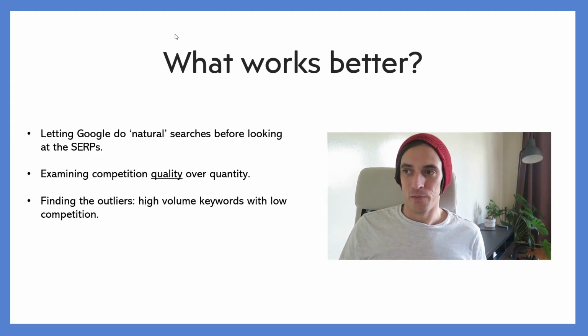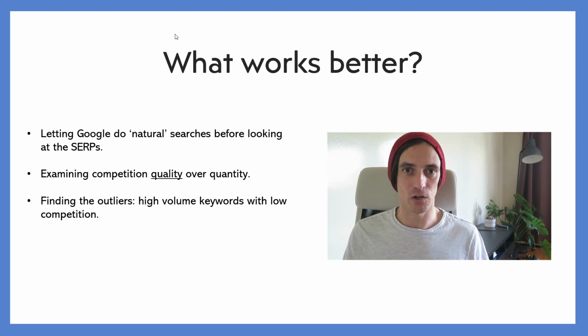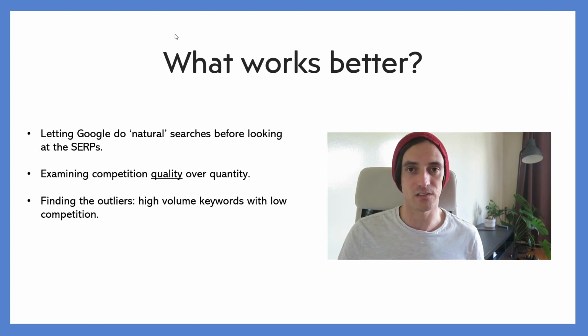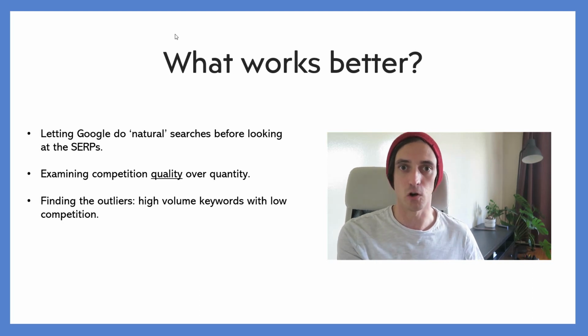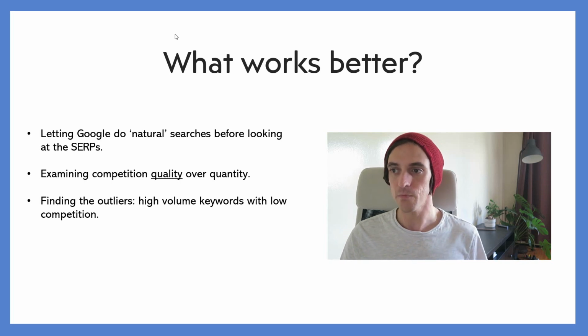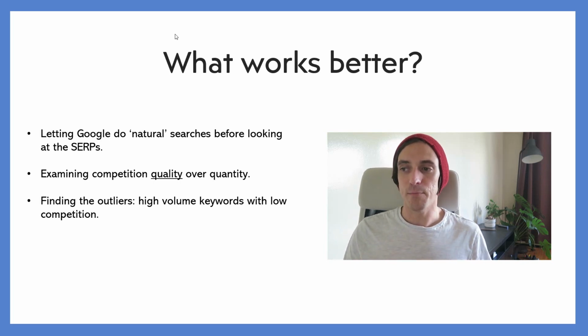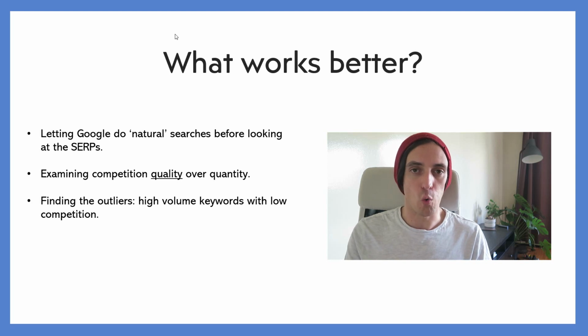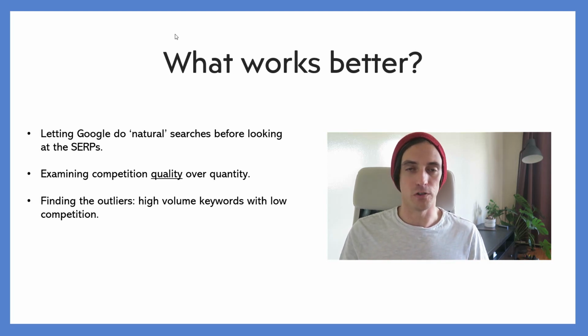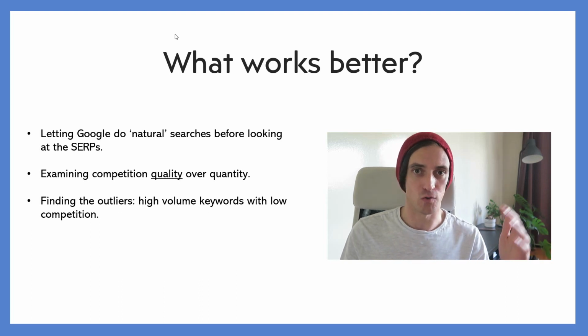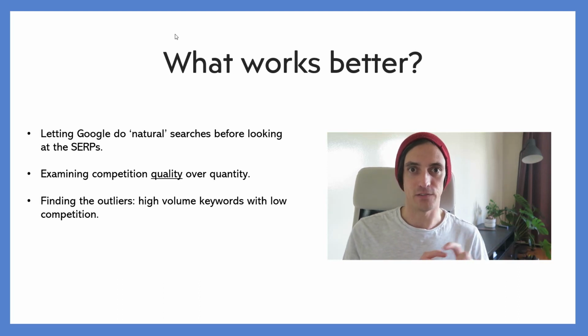So what works better? First, you have to do a natural look at the SERPs. You can't make Google do a fake search. The minute you do a fake search, the whole competition analysis exercise goes out the window. It's pointless. Next, you need to examine competition quality over quantity. So the KGR wants you to find how many different articles are ranking for this phrase. It doesn't matter how many articles are ranking.